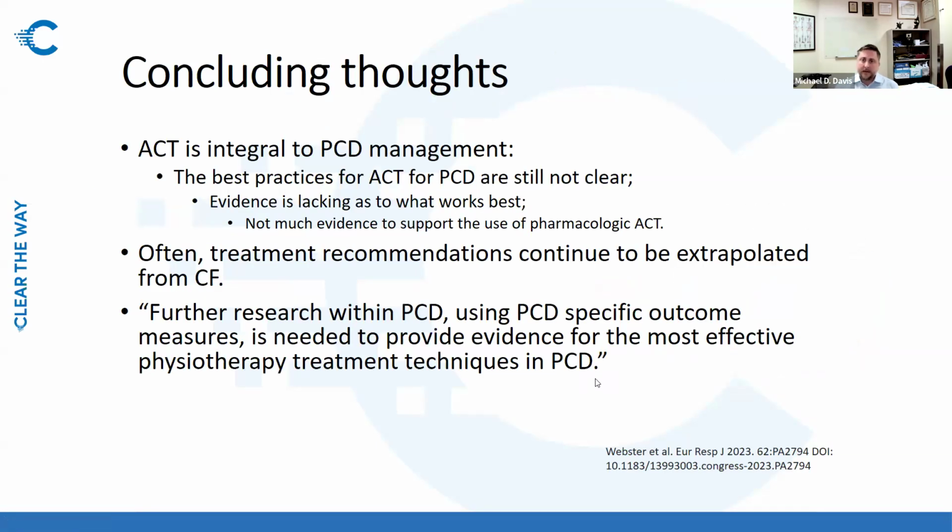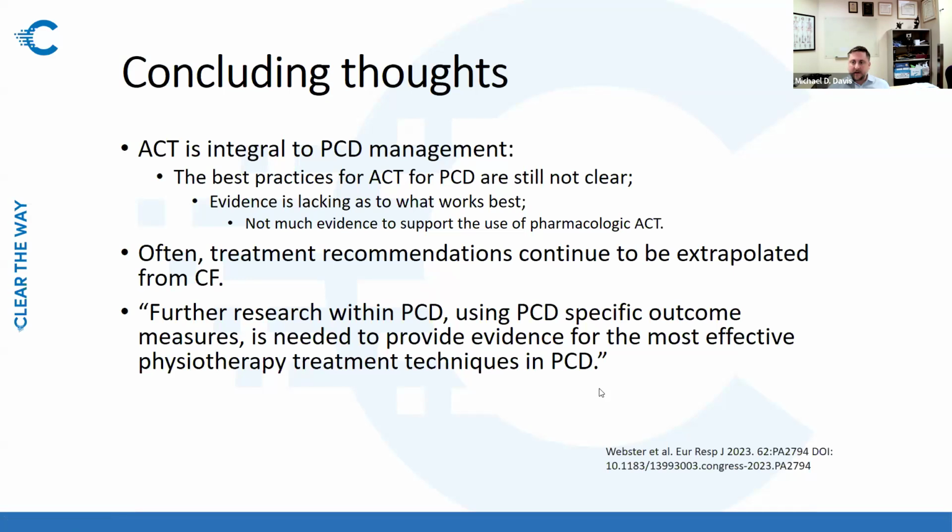I think what I'll conclude with is to say that airway clearance is integral to PCD management, even though we don't necessarily have the best practices. I think everyone can agree that airway clearance in general is important. We especially lack evidence for airway clearance pharmacologic therapies. Many centers still keep extrapolating from the CF community, which comes with some problems.